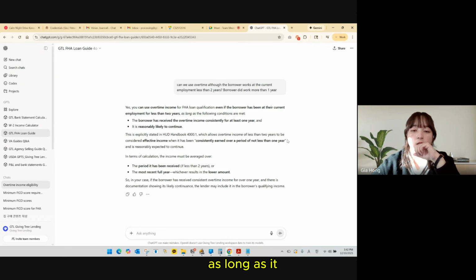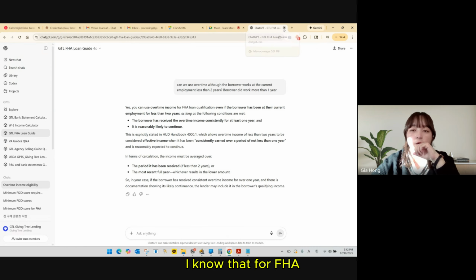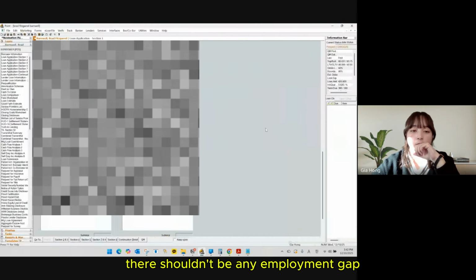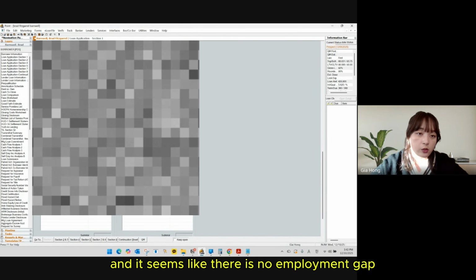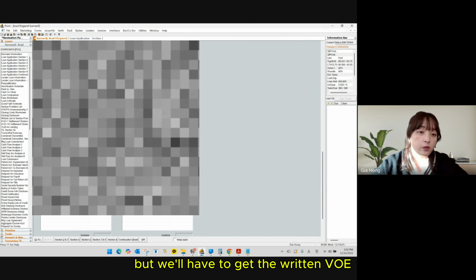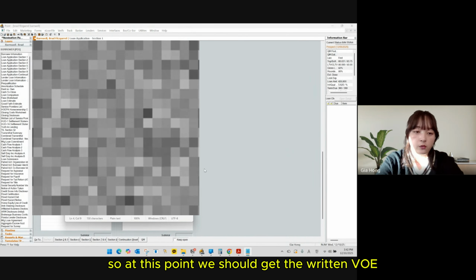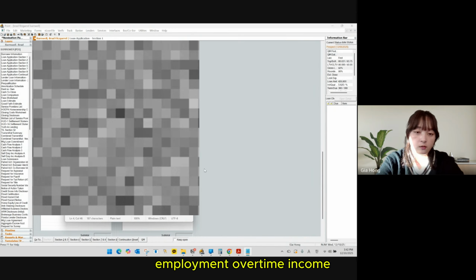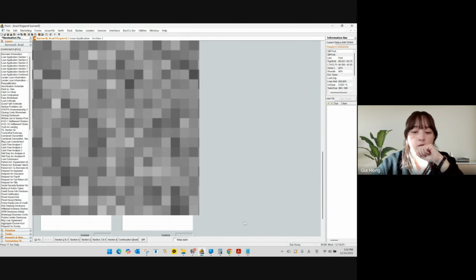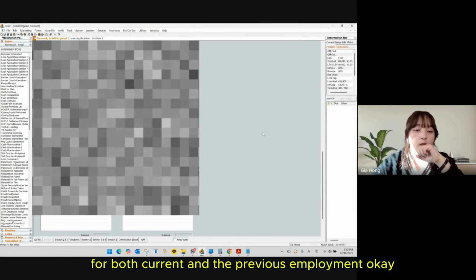Okay, it seems that as long as the borrower's current employment is seasoned more than 12 months, we can use overtime income. But one more thing: for FHA, there shouldn't be any employment gap between the current and the previous employment. It seems there is no employment gap, but we'll have to get the written VOE for both employments. So at this point, we should get the written VOE for the current and previous employment, overtime income. You may assign our junior processor to order the written VOE for both. Okay.